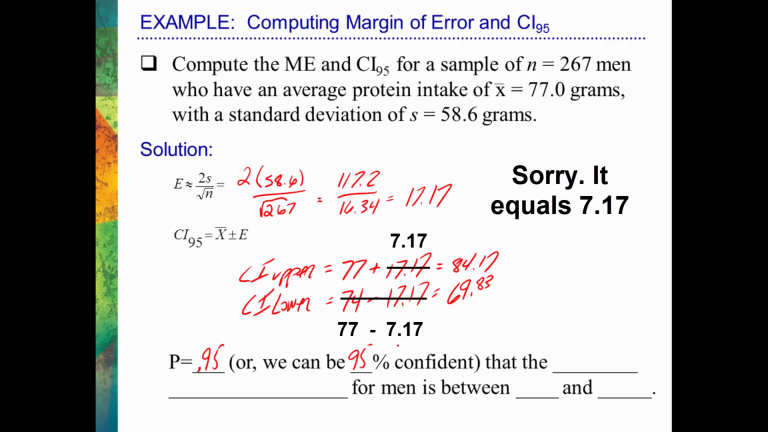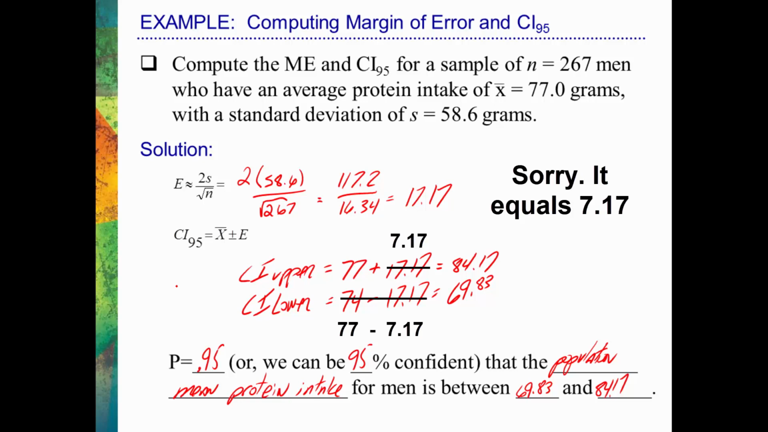So I am 95% confident that the population mean protein intake for men is between 69.83 and 84.17 grams. All right, that's it. So the probability is 0.95 that the population mean protein intake for men is between 69.83 grams and 84.17 grams.